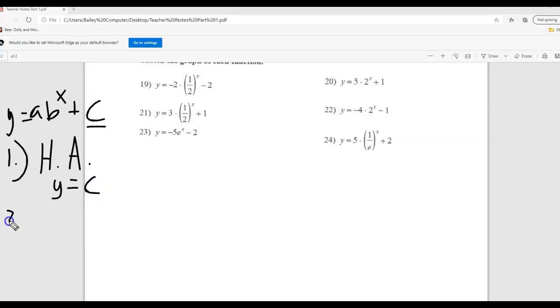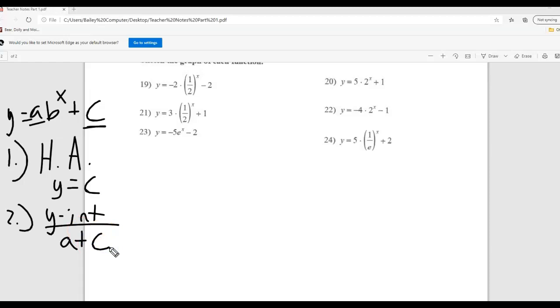The next thing that you're going to do is find your Y-intercept. Now, usually to find your Y-intercept, what you do is you plug 0 in for x and solve, and that will work. However, there's a faster way to do the Y-intercept. The faster way is to take the A and add it to the C. And that's your Y-intercept. So, it'll save you a little bit of time if you do that.